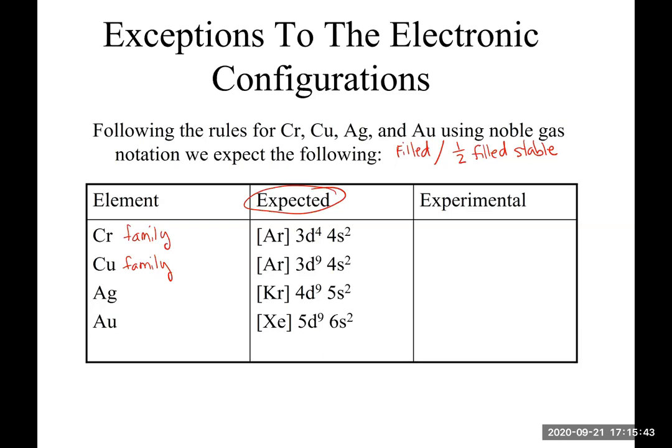Well, look at chromium here. Chromium has 4 electrons in 3d and 2 electrons in 4s. Think about this. If we could transfer one of those electrons from 4s over to 3d, both 3d and 4s become half filled. That is more stable than the situation they currently have. So what would we see experimentally? We would probably expect to see argon, then 3d5 and 4s1.